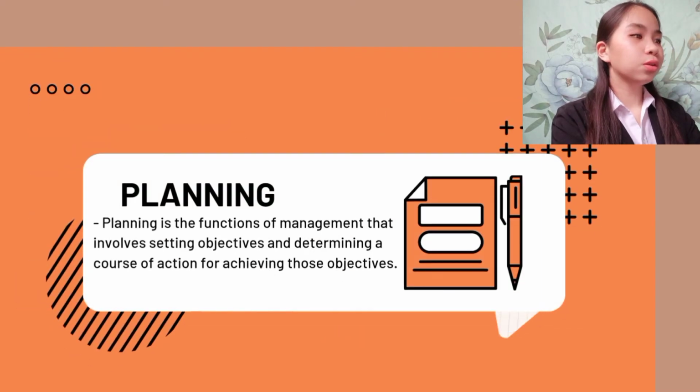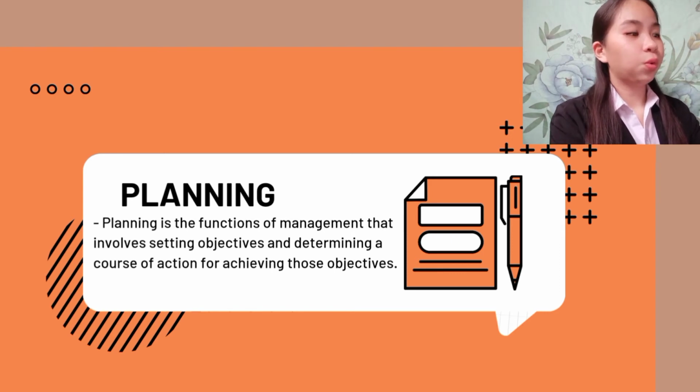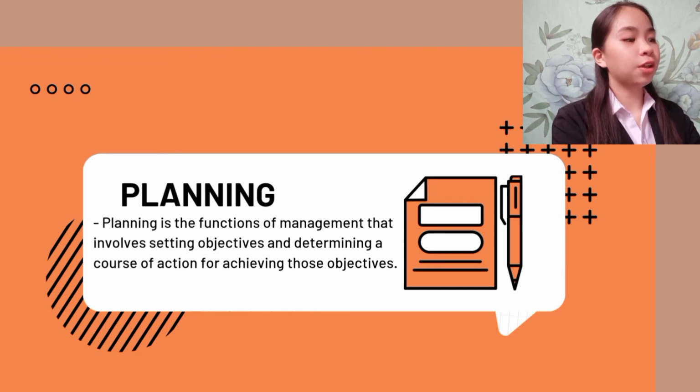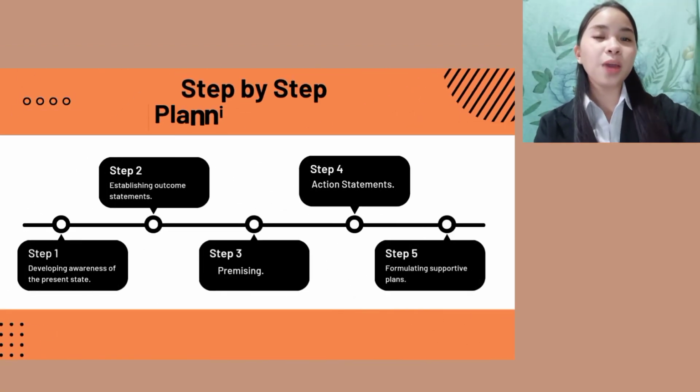So first, what is planning? Planning is a function of management that involves setting objectives and determining course of action for achieving those objectives. So, planning requires that managers be aware of environmental conditions facing the organization and forecast future conditions. So we have a planning process.